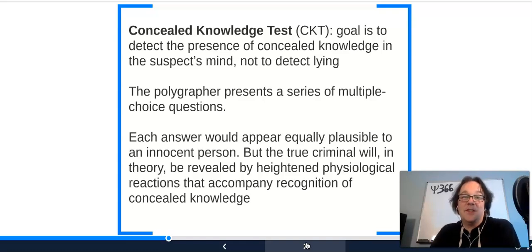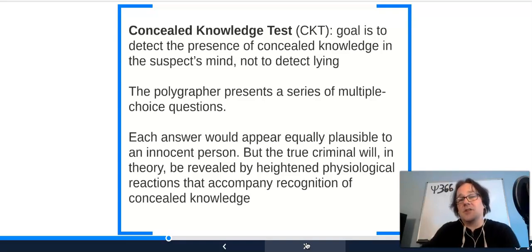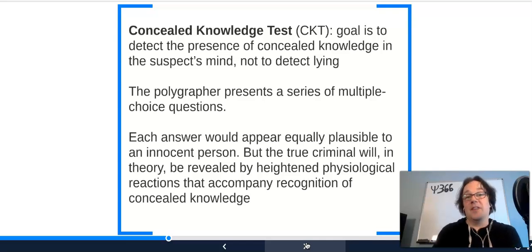So chances are this person, and if the body actually was dumped by the river, chances are this person knows that information, right? Because they certainly had a physiological response when that option was presented to them. So each answer would appear equally plausible to an innocent person. So all of those options, if you had no idea where the body was dumped, you should respond exactly the same way to all of those options. But a true criminal will, in theory at least, be revealed by this heightened physiological type of arousal that occurs.